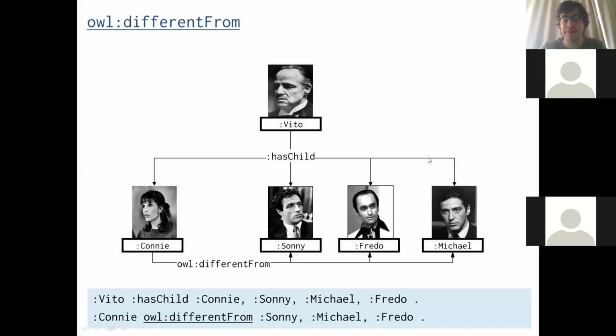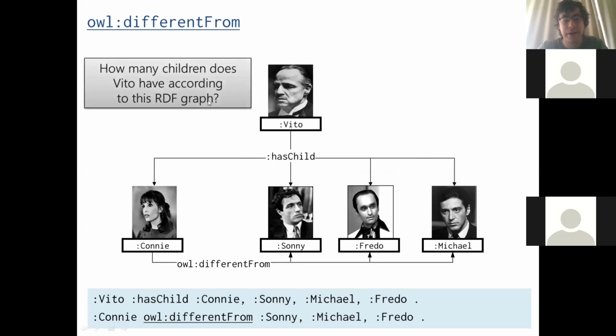And that lets us know that these are really different people. So now we would be able to conclude that Vito has at least 2 children, right? So of course, the fact that Connie is different from Sonny and Connie is different from Fredo doesn't mean that Sonny and Fredo are different, right? So it's still possible that these 3 names still refer to the same person. Okay, so I was going to ask the question: how many children does Vito have according to this RDF graph? Vito has at least 2 children. That would be our answer now.